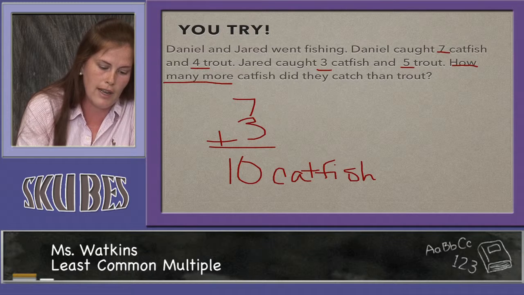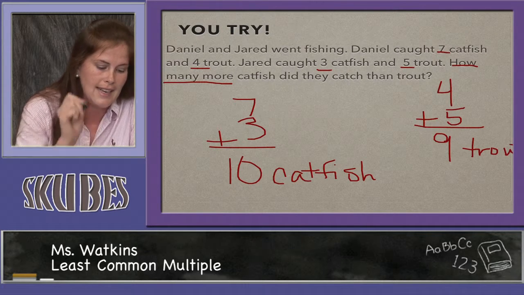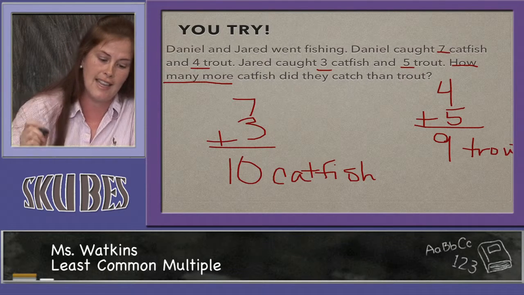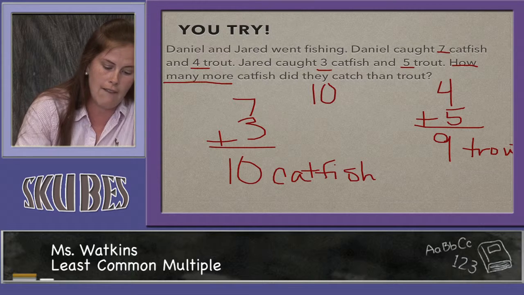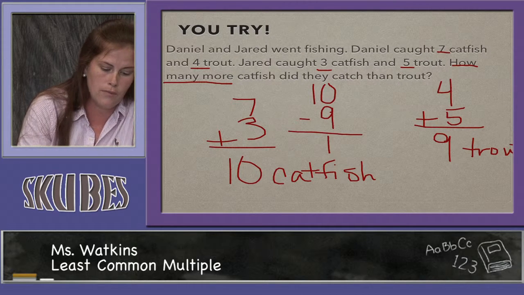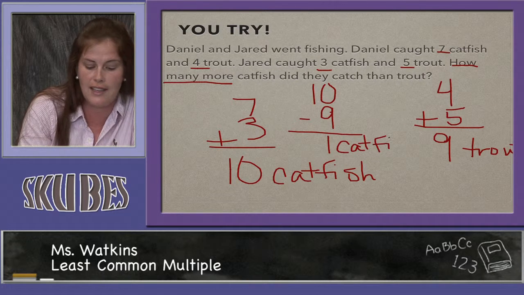Then let's look at the number of trout. Daniel caught 4 trout. Jared caught 5 trout. That leaves us with 9 trout. And it says how many more catfish did they catch than trout. So we know they had 10 catfish, 9 trout. So to answer the question, they caught 1 more catfish than they did trout.